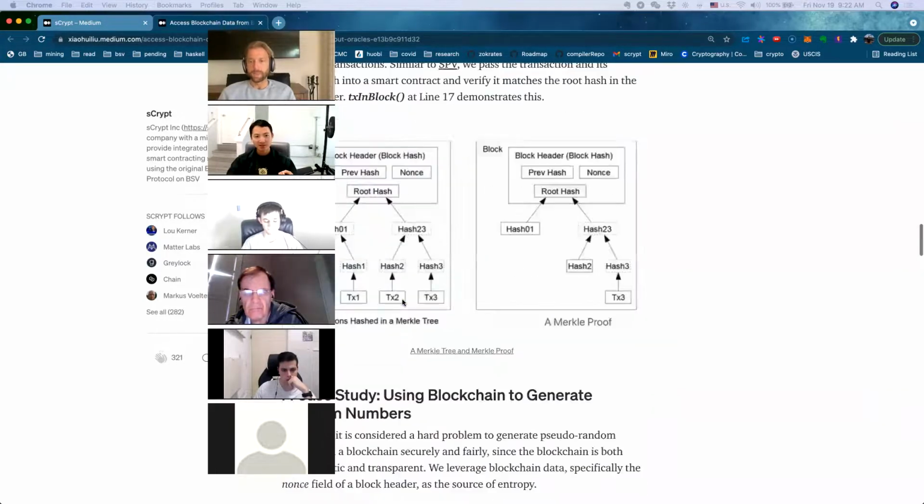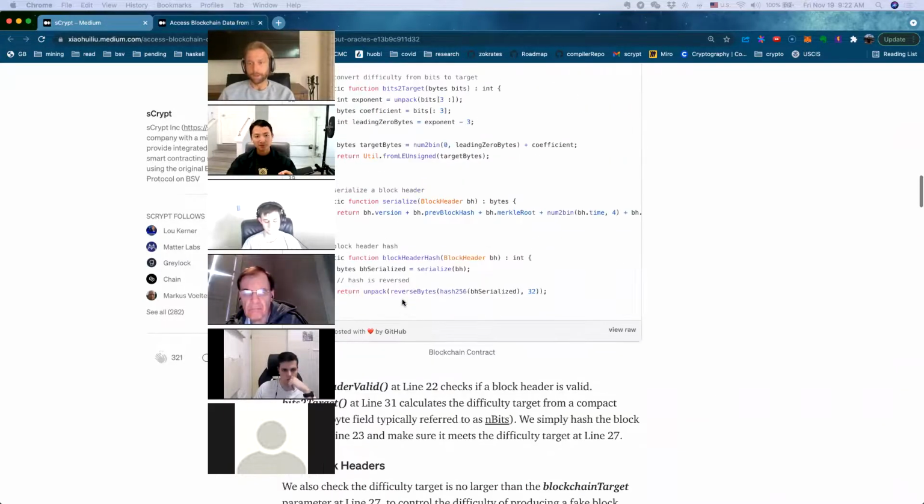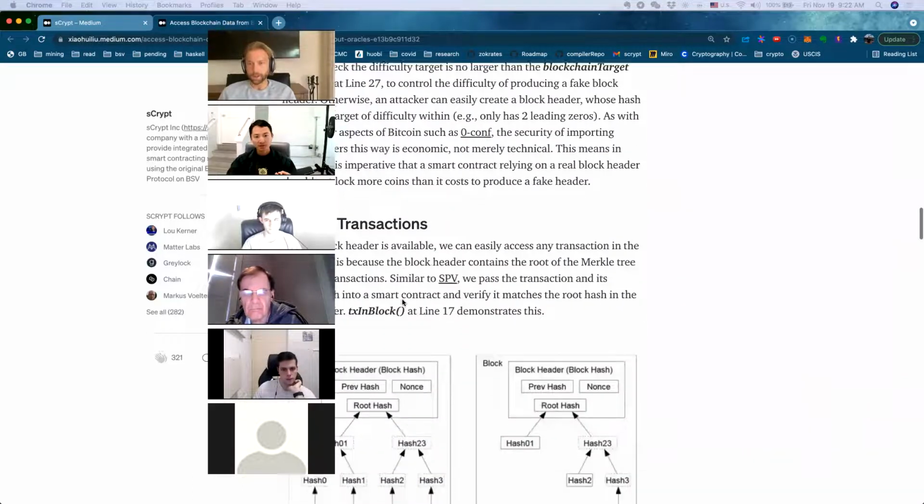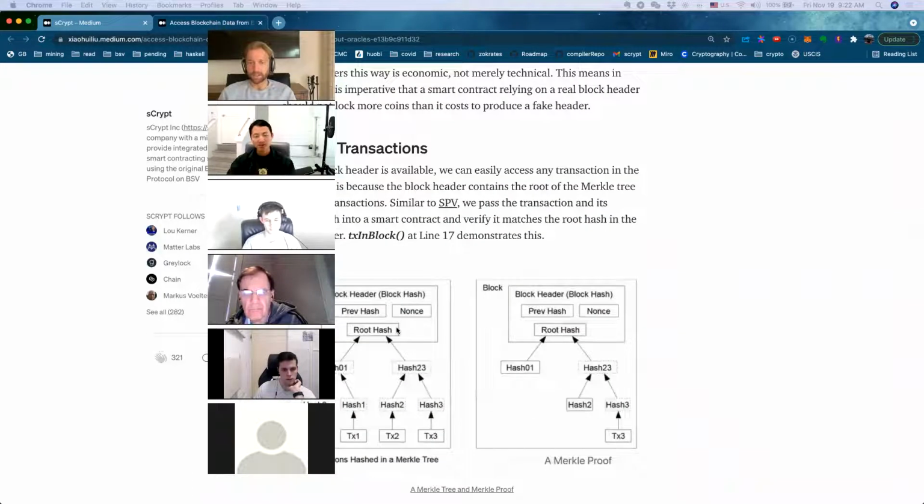But this is within the same block, I'm trying to understand. Yeah, same block. If you want to know a transaction, you have to know the block header for the block that contains it. Okay. You can use any block header, yeah, any block header you want to have, yeah.